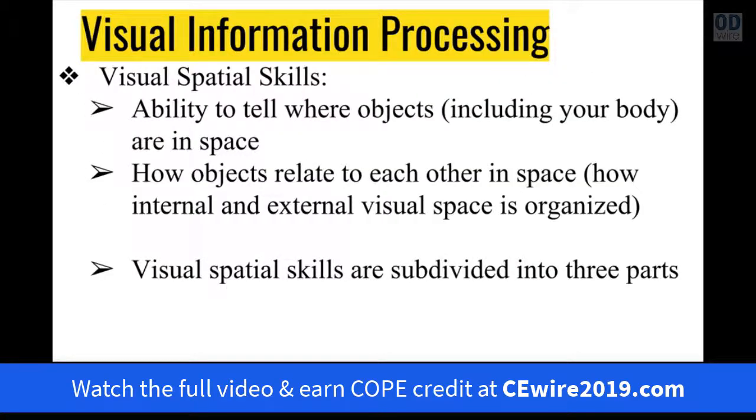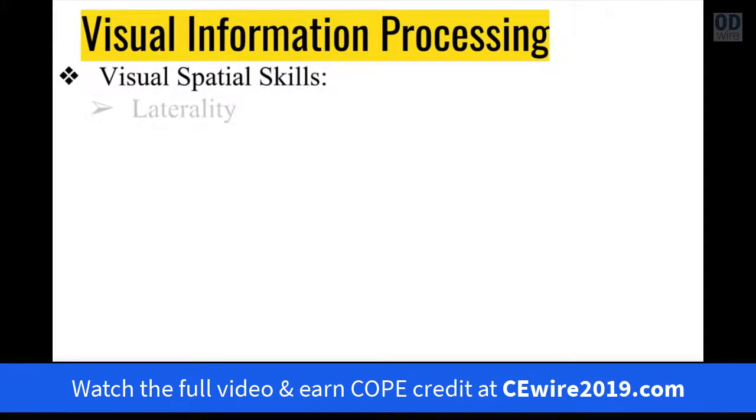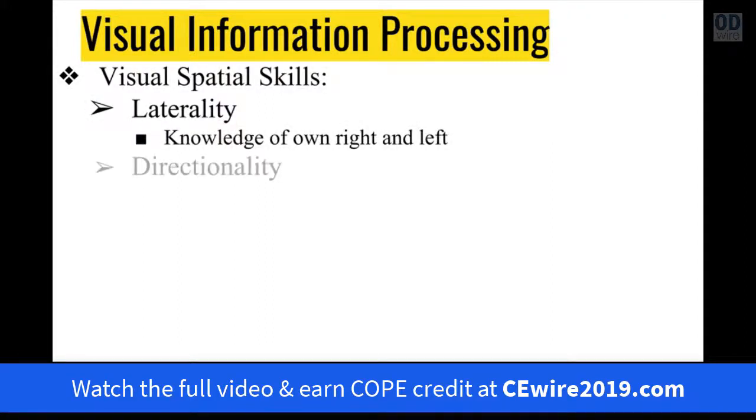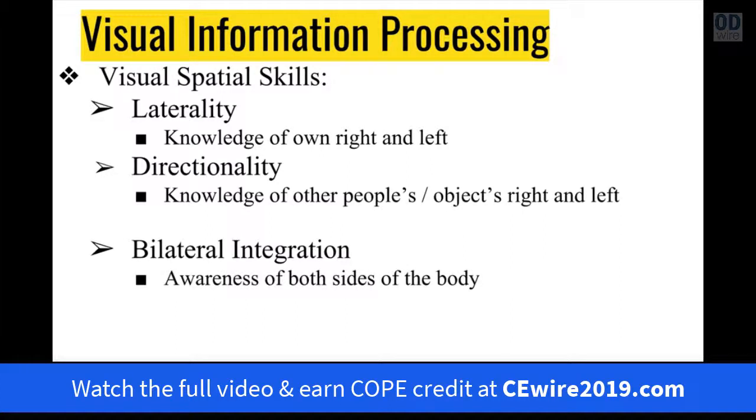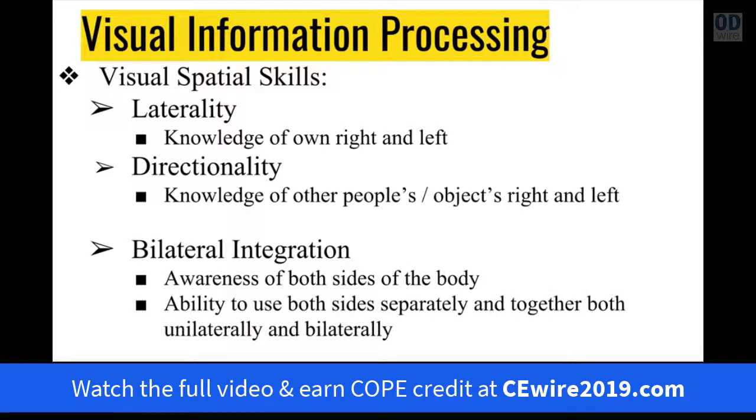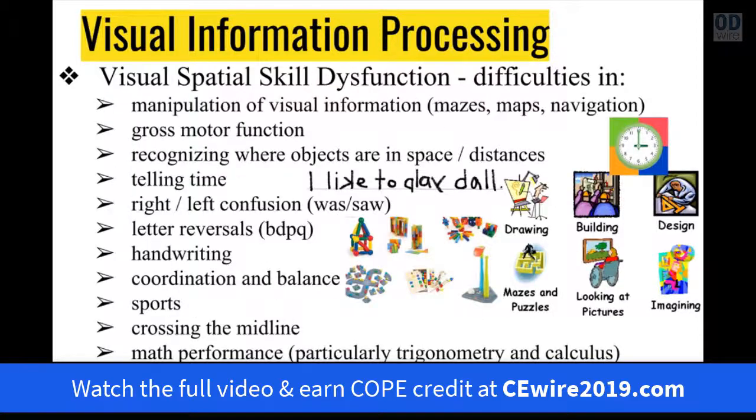Visual spatial skills involve the ability to tell where an object, including your own body, is in space, and how objects relate to each other in space, so how your internal and external environment is organized. And they're subdivided into three parts. So we have laterality, which is knowing your own body's right and left. Directionality, knowing other people's or objects' right and left, and then bilateral integration is the awareness of both sides of the body and the ability to use both sides separately as well as together, both unilaterally and bilaterally.